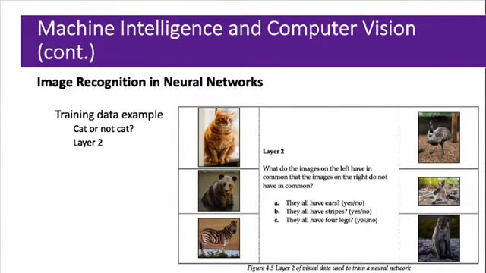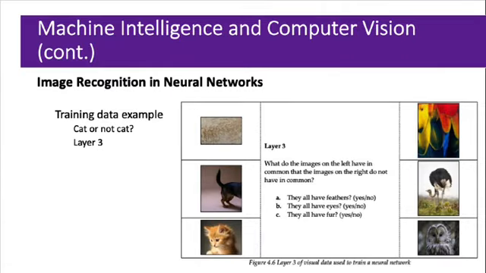Layer 2. What do the images on the left have in common that the images on the right do not have in common? A. They all have ears. B. They all have stripes. C. They all have 4 legs.